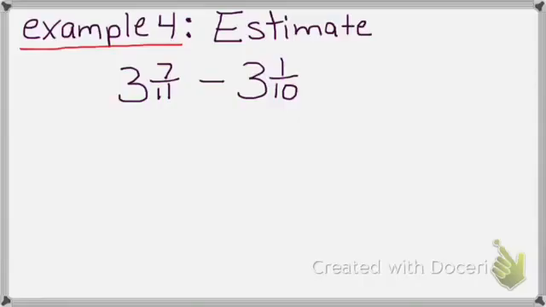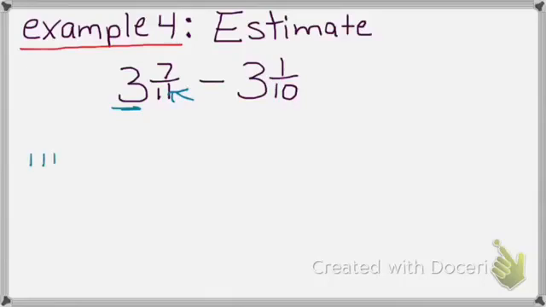And finally, my last problem says estimate 3 and 7/11 minus 3 and 1/10. So my whole number is 3. I know this answer will fall someplace between 3 and 4. My denominator is 11, so I know that I need to make 11 sections as I'm making my number line. So here we go. Let's make that number line.